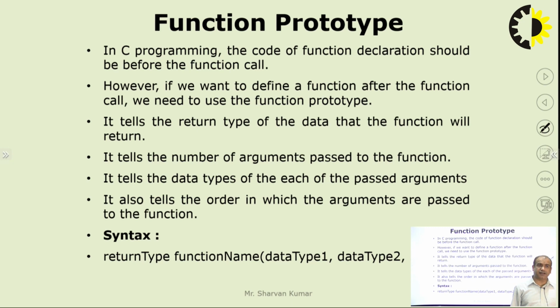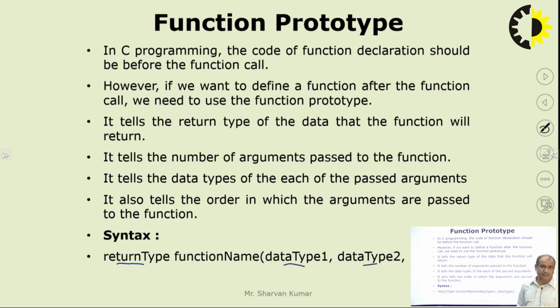It tells the return type of the data that the function will return. It also tells the number of arguments passed to the function, the data type of each passed argument, and the order in which the arguments are passed. In this way, we have the syntax: return type, function name, data type 1, data type 2.